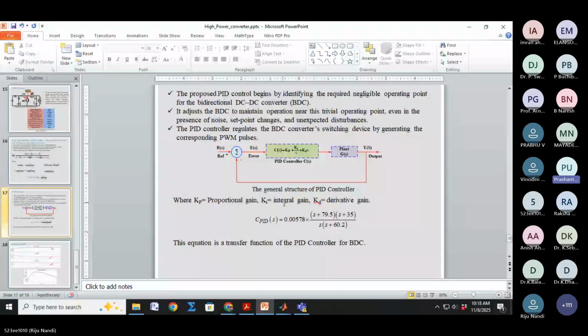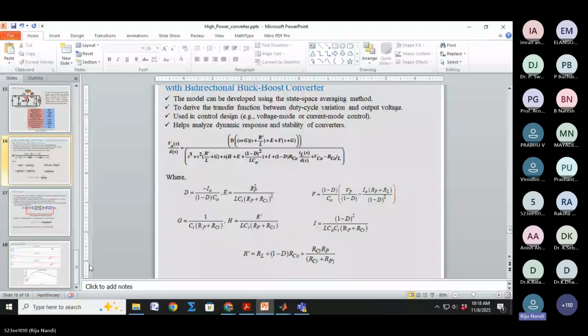Previous to it, there was one more model, the transfer function. Can you just show it, sir? Previous to this, yes, this one, sir. Yeah, number 16. This is the V0 by D equation. After the small signal modeling of the bidirectional buck-boost converter, I got this V0 by D equation. So sir, can you tell me about this? How did you derive it, how much time did it take, what was the journey behind this?